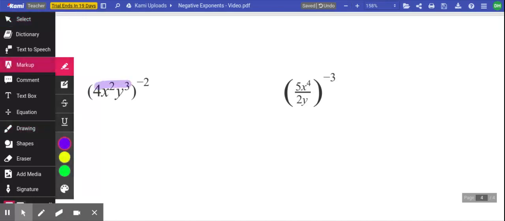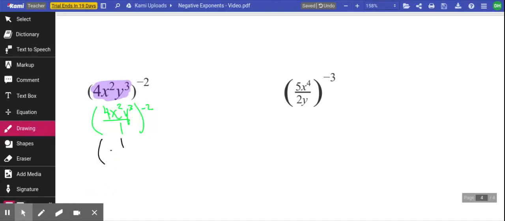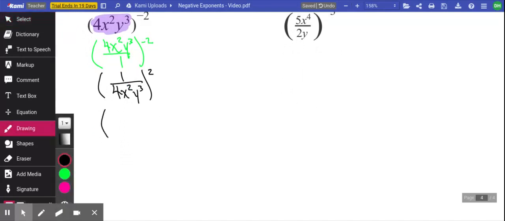And again, you'll notice, wait a minute, the base here isn't a fraction. So let's just rewrite it as a fraction. So we got 4x squared y cubed over 1. And then the moment that we reciprocate, we'll put the 1 on top, 4x squared y cubed on the bottom. And now what I want you to think of is distributing that exponent to every single term here, okay? So it's going to be, don't need that parenthesis anymore. We got a 1 squared on top. We got a 4 squared. We got x squared squared. And we got y cubed squared.